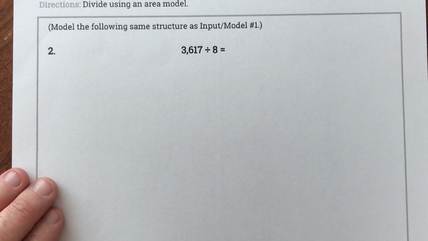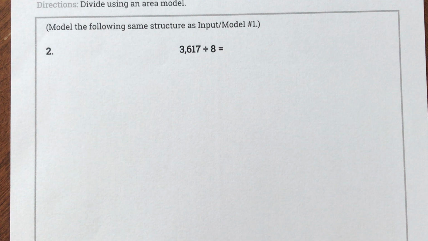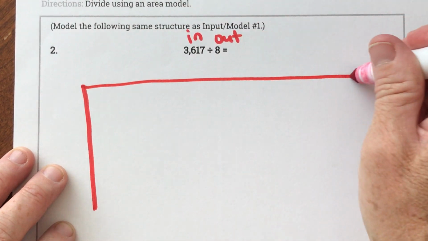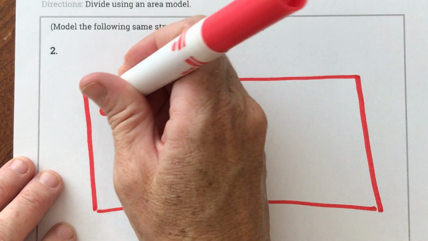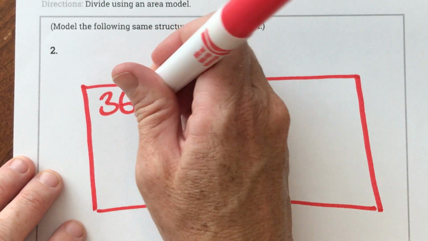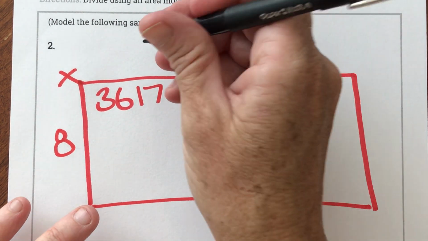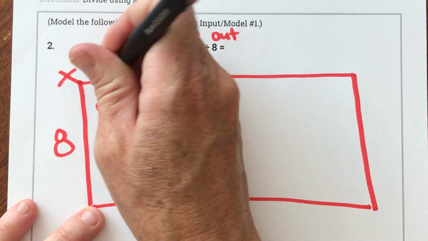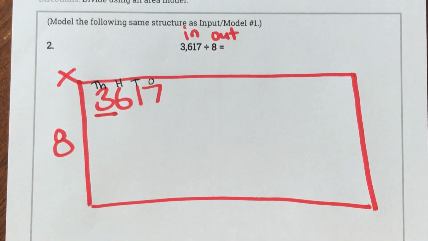Okay, let's see another one of those. Here's my next one, and it says 3,617 divided by 8. Here's my in and out. I'm going to set up my rectangle. I'm going to put my dividend inside, my divisor outside, and my multiplication sign. Then I'm pretty much ready, but I'm still going to do my ones, tens, hundreds, thousands place values.